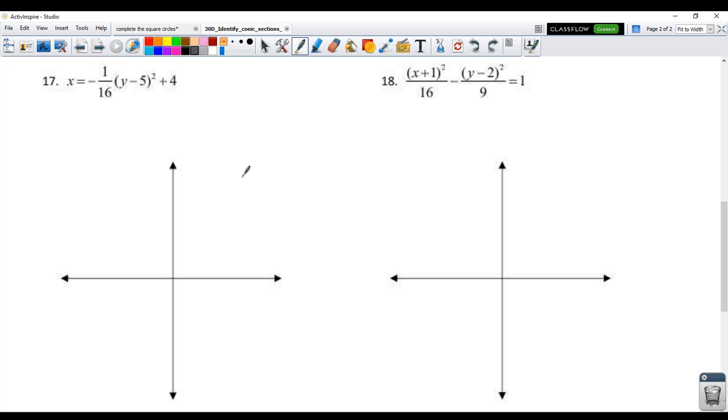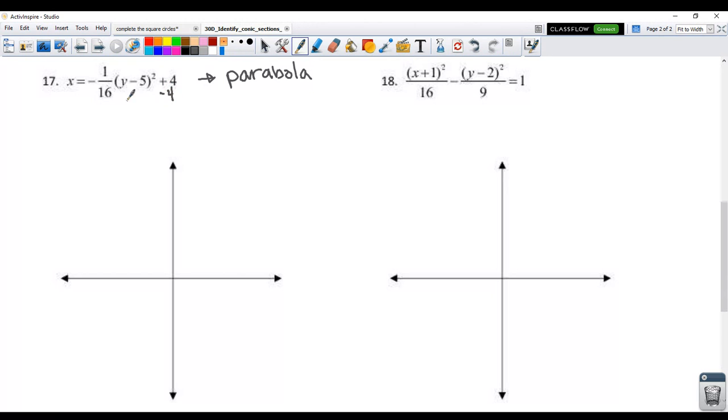Okay, today we're going to graph one of these, actually. We're going to graph number 17 over here. You may or may not be able to recognize this, but this is actually a parabola. We can tell it's a parabola because it only has one squared variable. Now right now it's not in the standard parabola form.